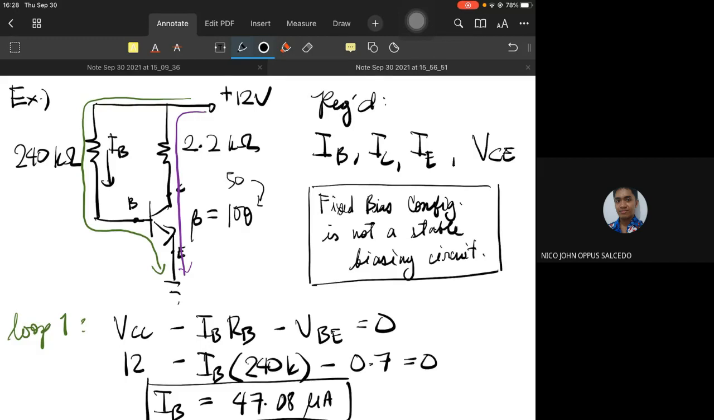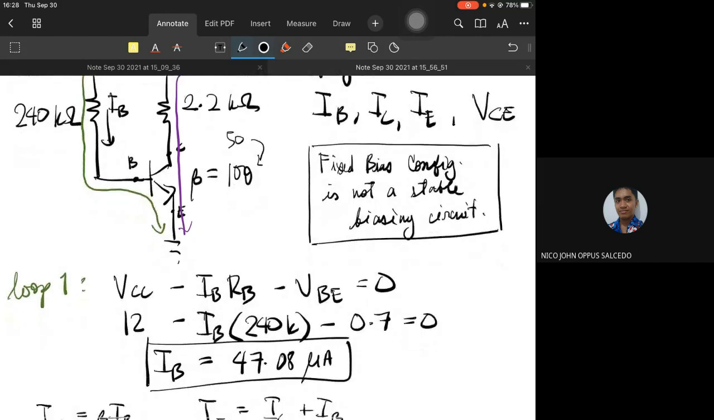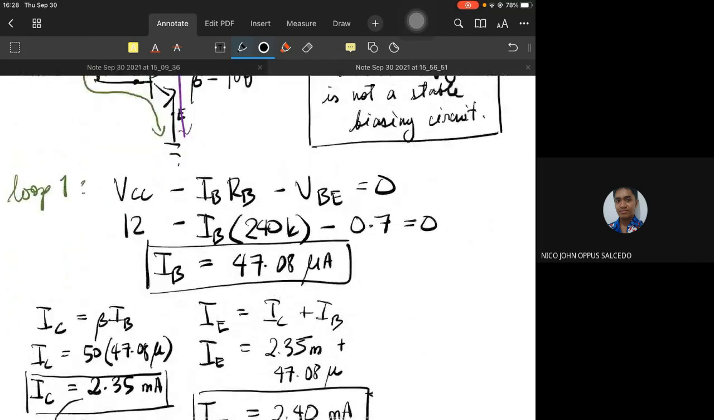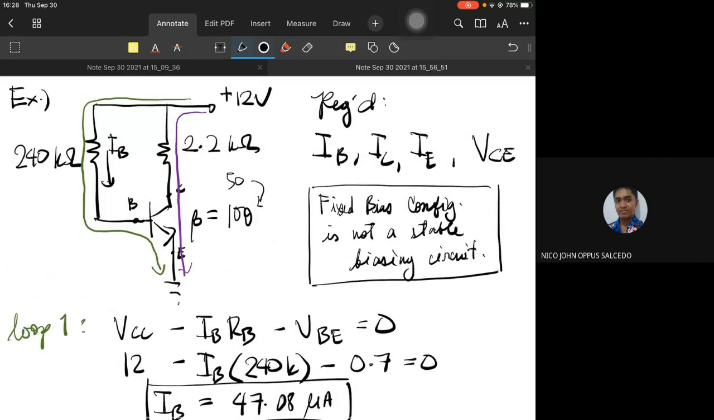But in more complex designs than this, if beta changes, everything will still change, but not as high as what we can observe here. So for example, let's take a different scenario.